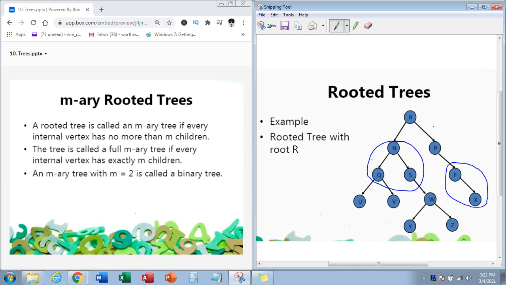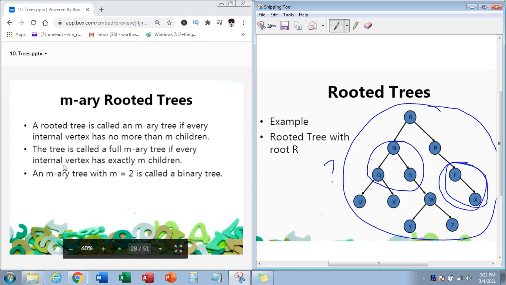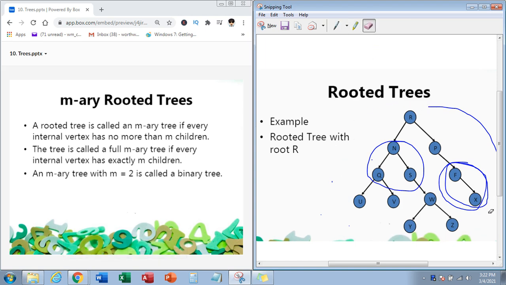So the question is, is this a full m-ary tree? This whole tree. The answer is no, since one of its internal vertices does not have exactly m children. It has only one child. So this is not a full m-ary tree but can be called only a binary tree.